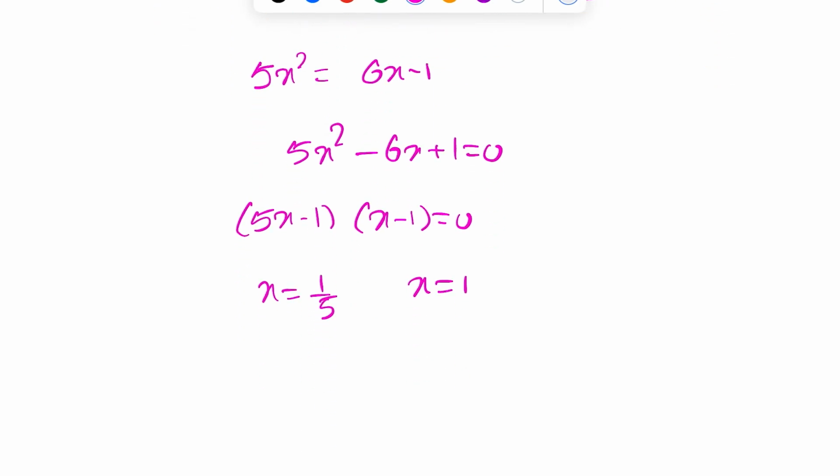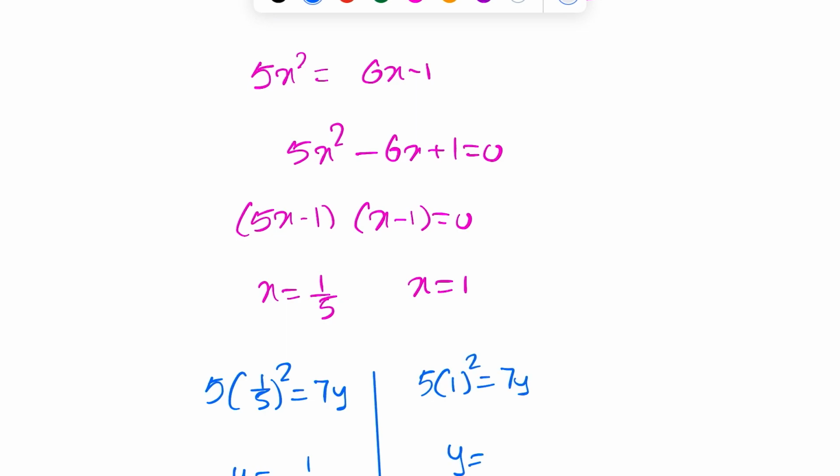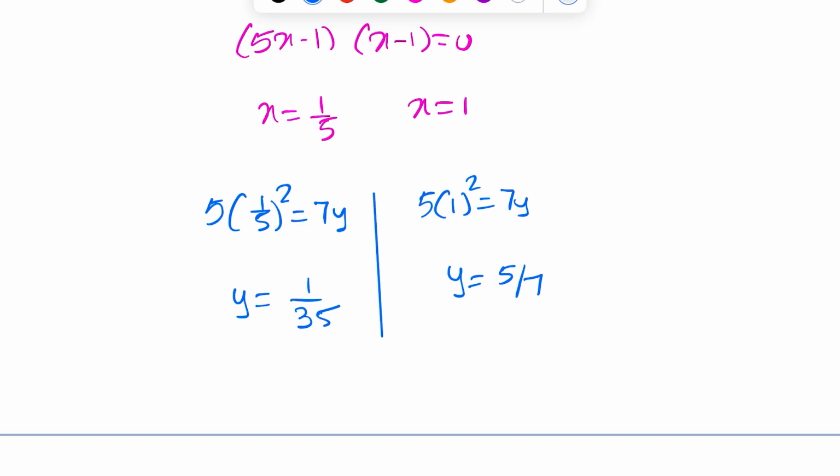When I plug in x equals 1, we know that 5x square equals 7y, so from there y equals 5 upon 7. Or else x equals 1 upon 5, and 5x square equals 7y gives y equals 1 upon 35. So what is my answer going to be? x equals 1 upon 5, y equals 1 upon 35, or x equals 1, y equals 5 upon 7.